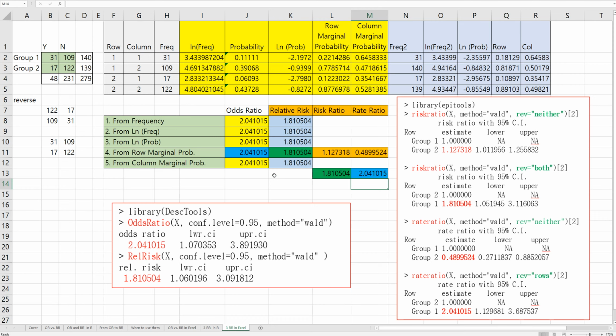Okay, so I hope it was useful to understand how to calculate odds ratio, relative risk, risk ratio and rate ratio. All right, I hope it was useful to understand these statistics to measure association between counts and between rows and columns.